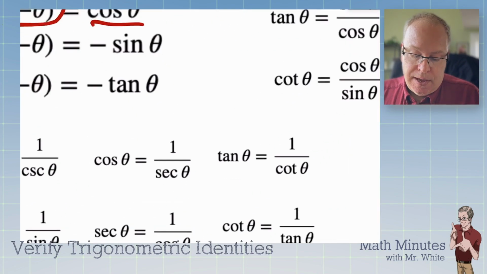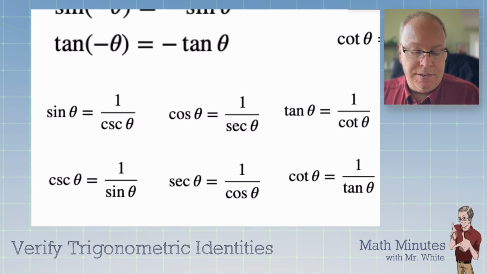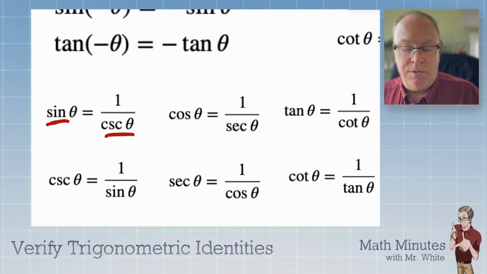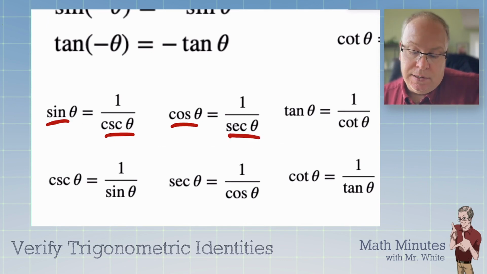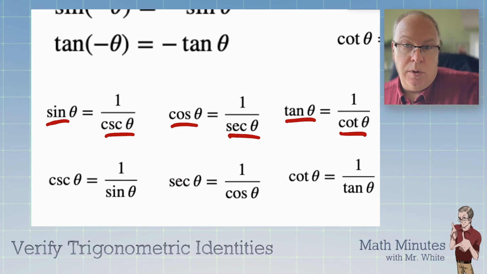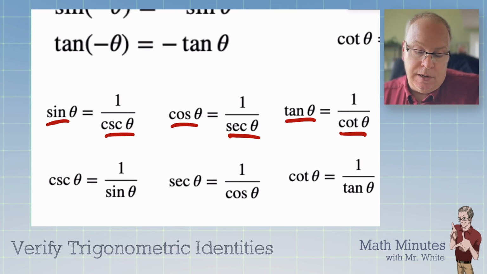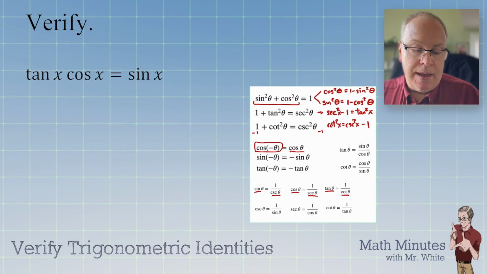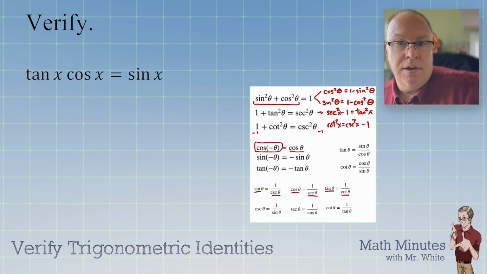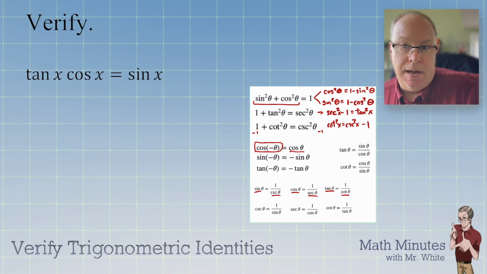And then I'm not going to go through all these, but you know that sine is the reciprocal of cosecant. Cosine is the reciprocal of secant, and tangent is the reciprocal of cotangent. We will be using those in this video. All right, so there's our arsenal of knowledge, as I'm calling it, and we're going to use these facts to solve different proofs.